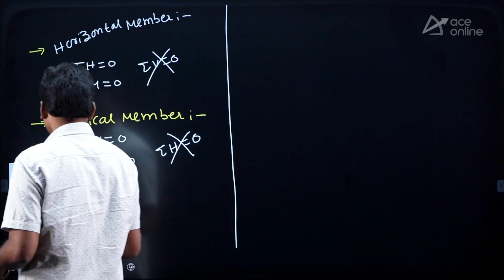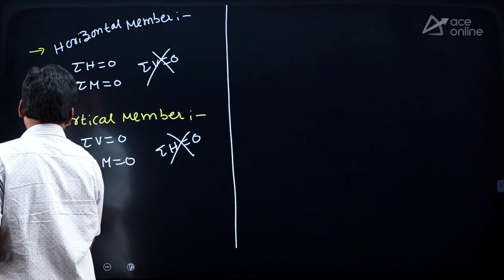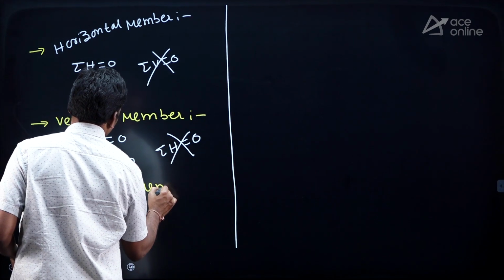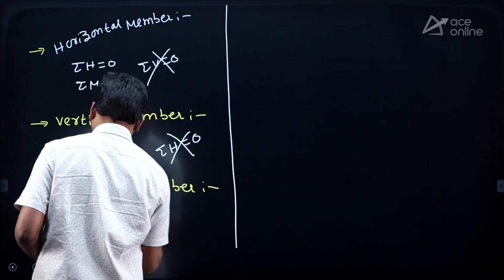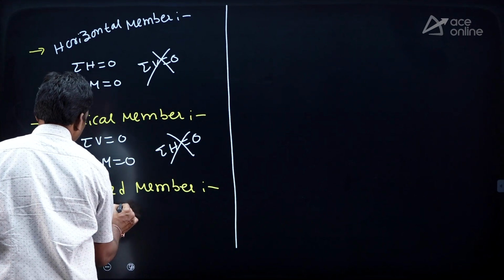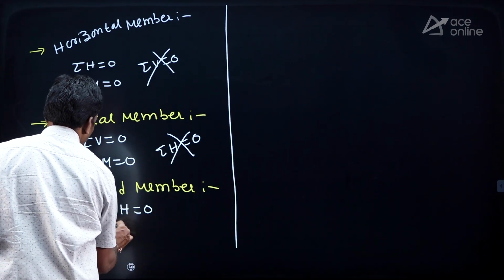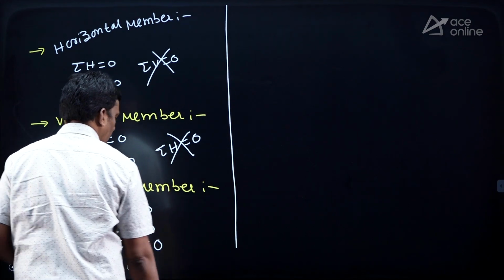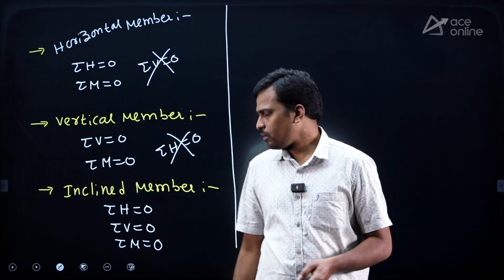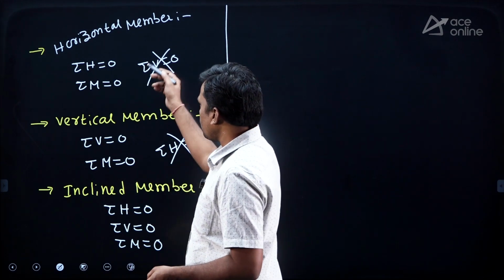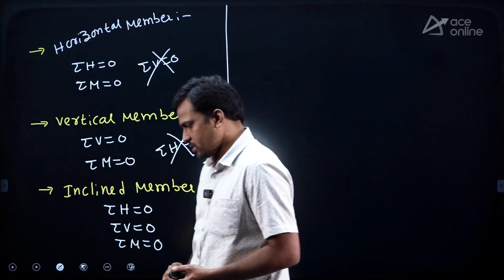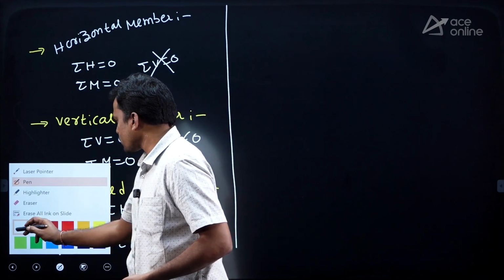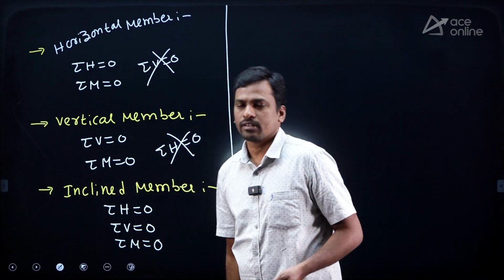And one more member, the diagonal or inclined member. First try sigma H equals 0. If it is not possible, sigma V. If it is not possible, sigma M. So these are the preferable equilibrium equations, and this is the method of section.